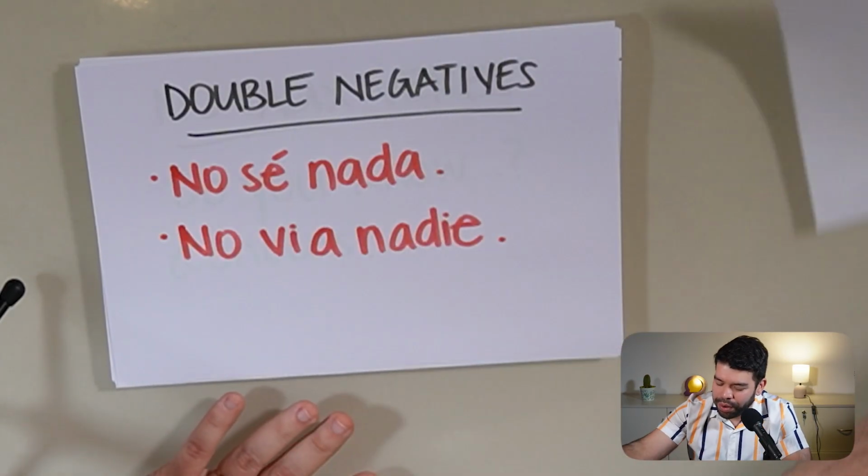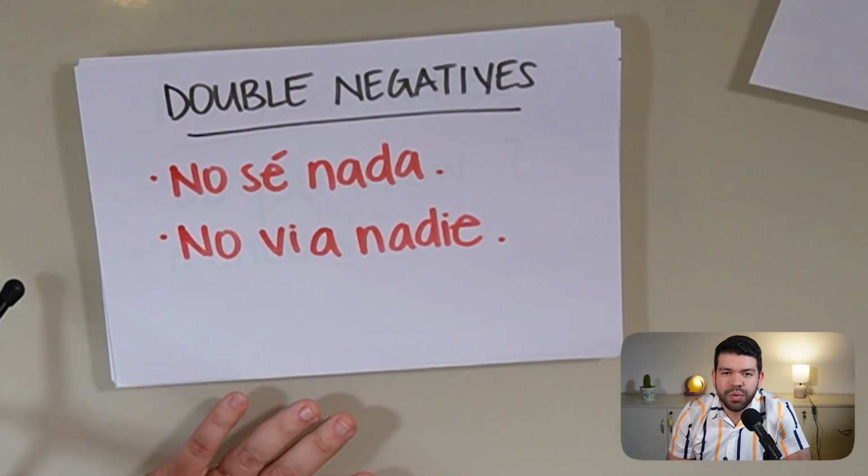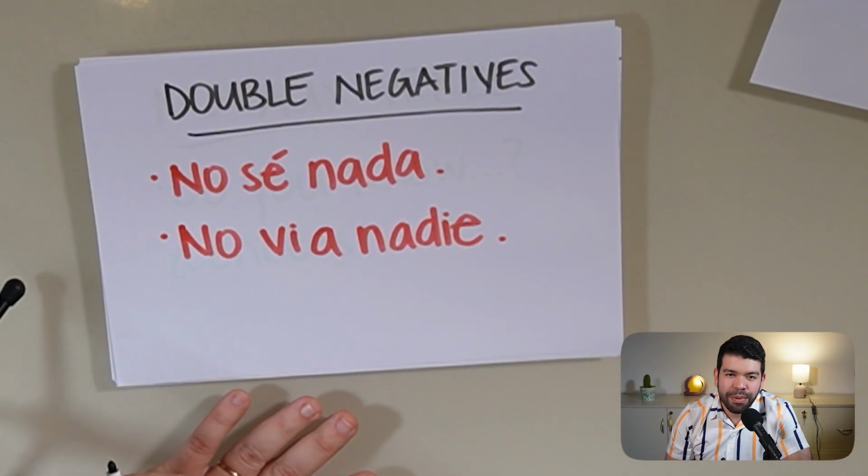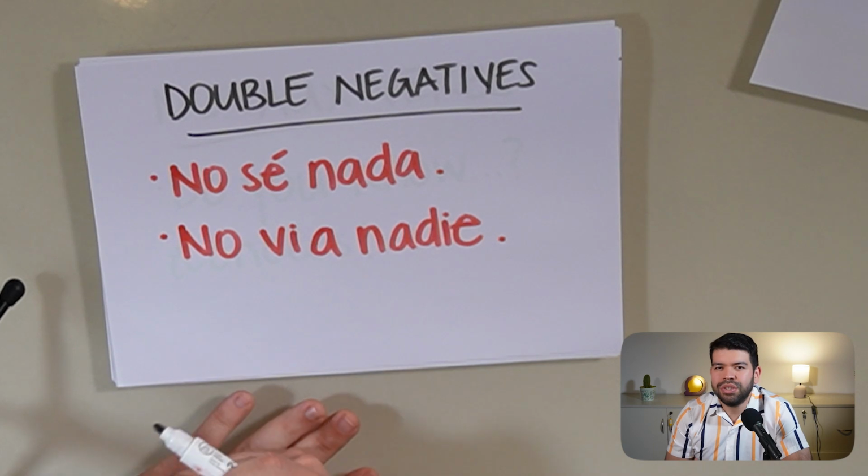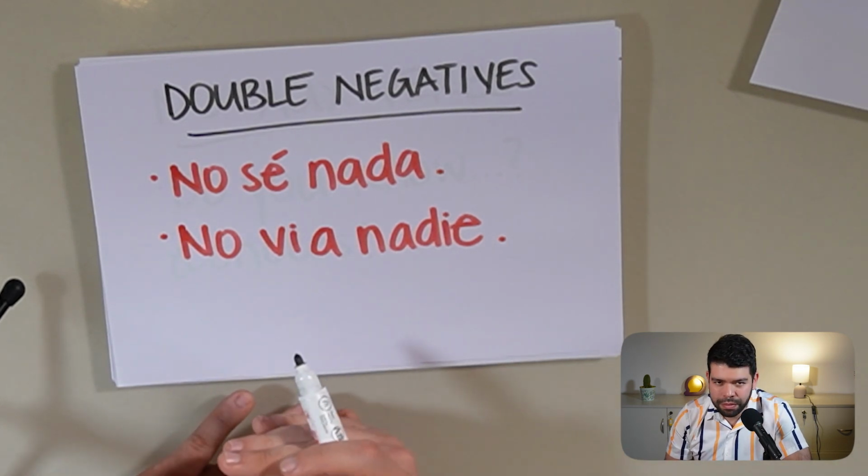Now let's go to the third one, all right? And this one is fun. Number three is double negative. Yes, they're totally valid in Spanish. Look, in English, you've probably been told to avoid them, right?